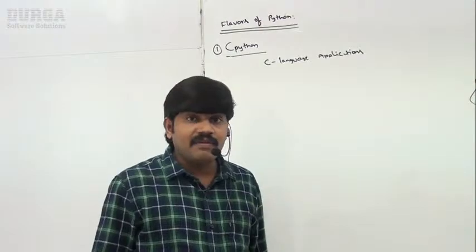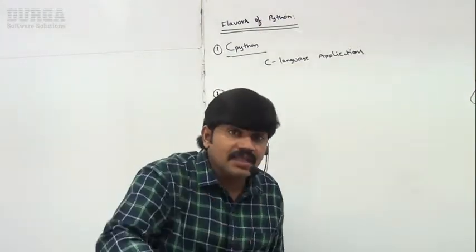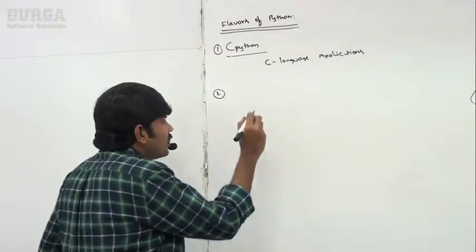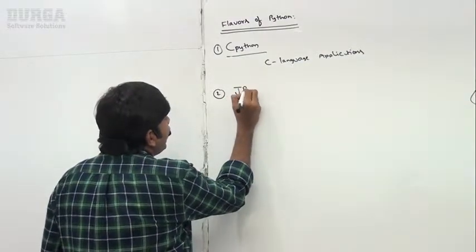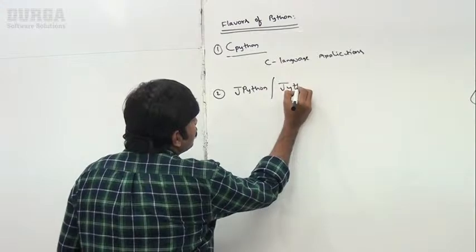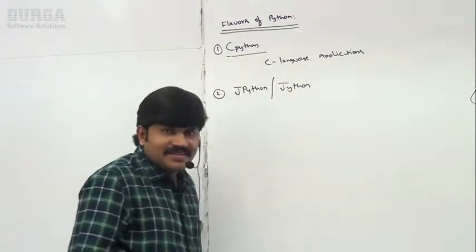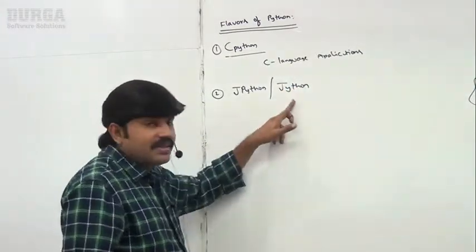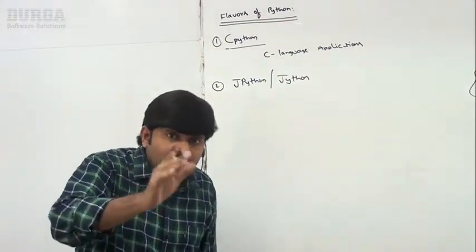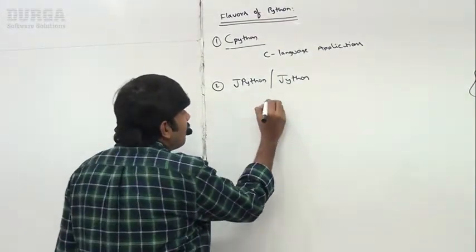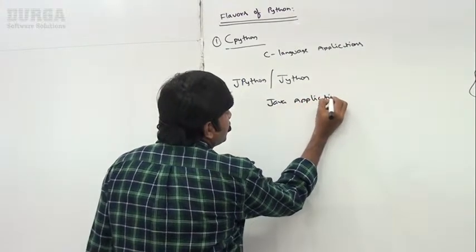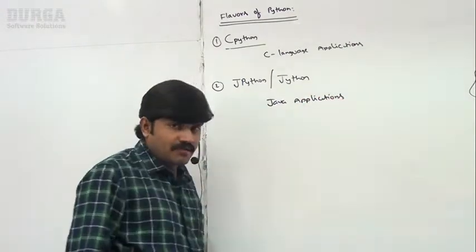I want to work with the Java language. A customized Python version must be required. That customized Python version is JPython or Jython. This is the customized version of Python to work with Java applications.